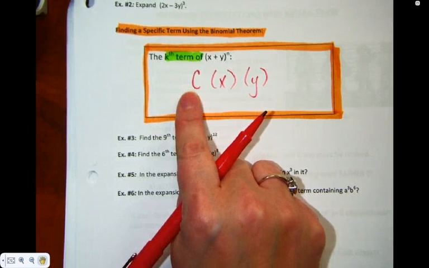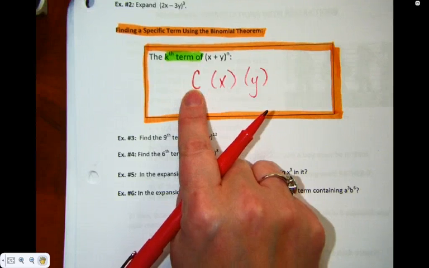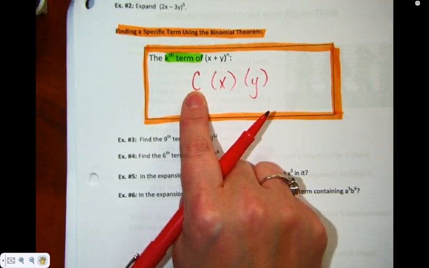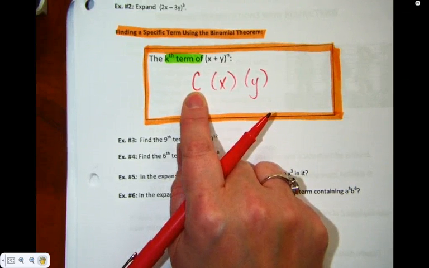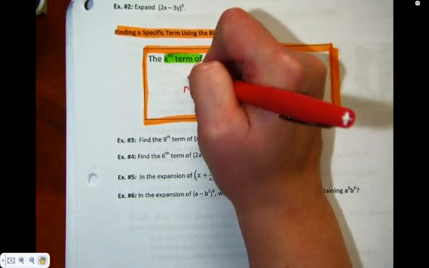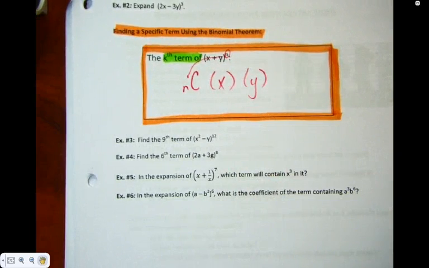So how do we usually know what number to put right here? Maybe peek back from Friday and look at one of your expansions and see, where did that number come from? It's the n that's in the exponent of the question. So this n is that n right there. Now is it coming back?